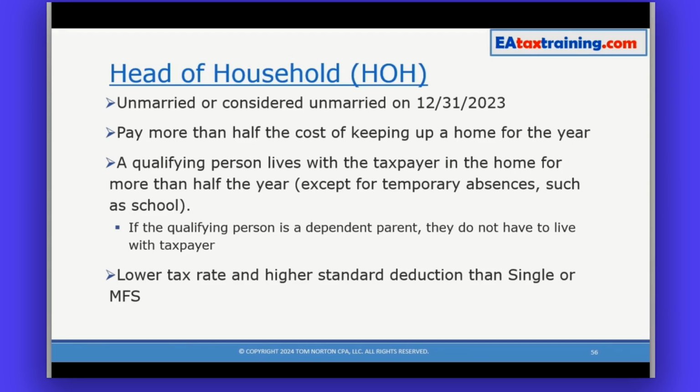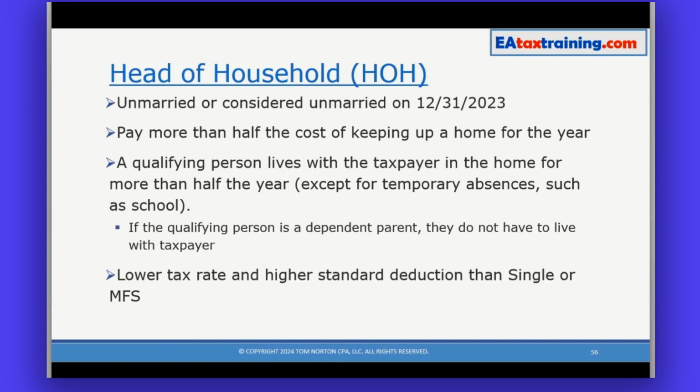They need to either be married or considered unmarried on December 31st. So put that considered unmarried on hold for a minute. We'll talk about that. So they're unmarried on December 31st, 2023. They have to pay more than half the cost of keeping up a home for the year. A qualifying person has to live with the taxpayer in the home for more than half the year. We don't count against them temporary absences such as going to school. So for instance, if it's a child who's in college and they live somewhere else out at school, but their actual home is still the home of the parent, we don't count that time at school against them. So they're still considered to live with the parent, in other words, as long as the parent's home is their official residence.